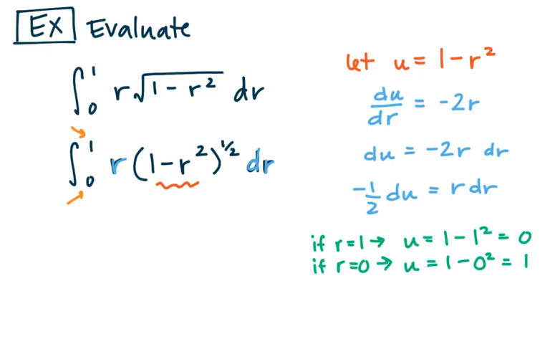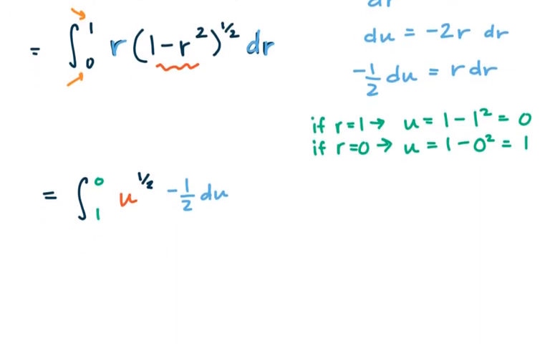So when I do my substitution, this is going to become the integral 0 turned into 1, 1 turned into 0, of u to the 1/2, and r dr was equal to negative 1/2 du. So it's just very important that you note the bounds changed. 0 turned into 1 and 1 turned into 0. And it's just a coincidence that they flip-flopped here.